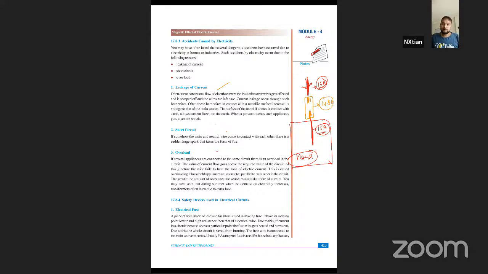Understood? Yes or no? So basically, the fuse is a safety device which will help our wires not to catch fire. Understood? Yes or no?